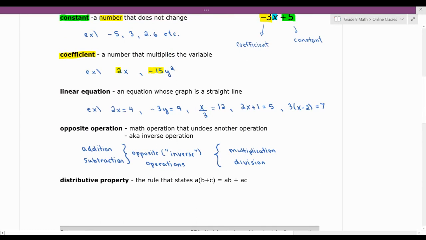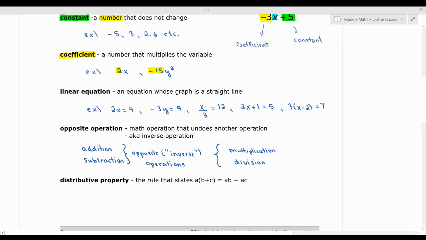Okay, often people talk about using the opposite operation. So that's a math operation that basically undoes another operation. So in class, I would often say, what's the opposite of adding? And you would tell me it's subtracting. What's the opposite of multiplication? And you would tell me it's division, and vice versa. It's also known as the inverse operation. So that's good to point out.